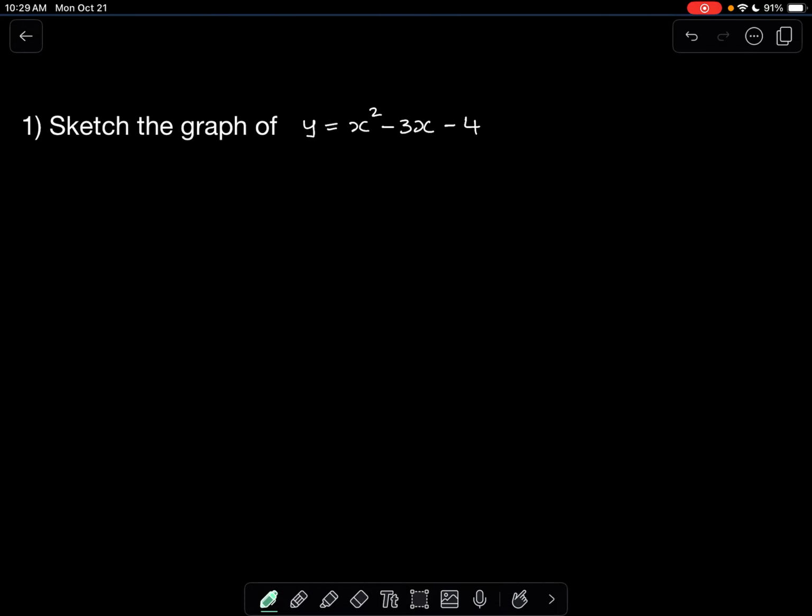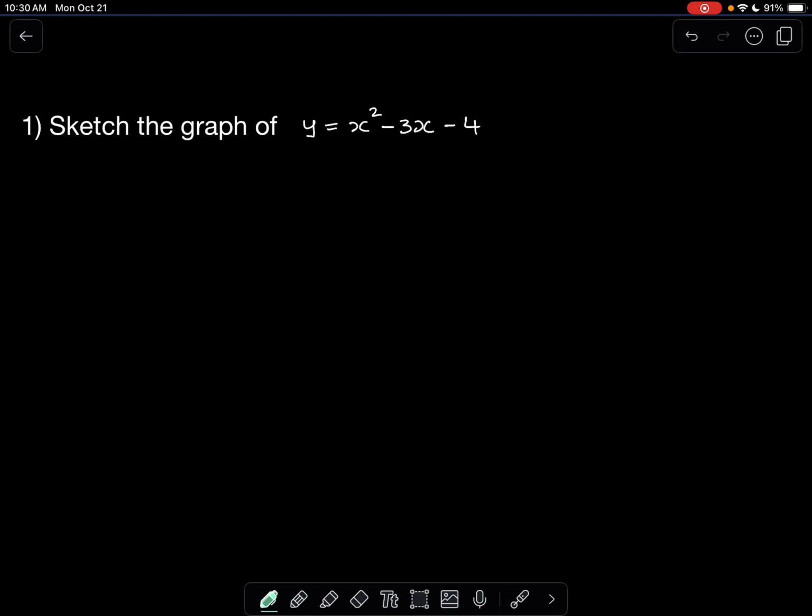All right. So the first question we have over here is to sketch the graph of y equal to x squared minus 3x minus 4. So we know that this is a quadratic graph because we can see that the power of x is 2, right? So when we think about the quadratic graph, there are two types that we can think about. One is, I call it a smiley face, or you can also call it concave upwards. And the second one is a sad face or concave downwards.